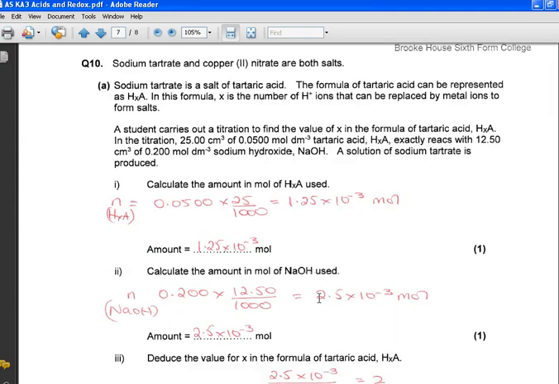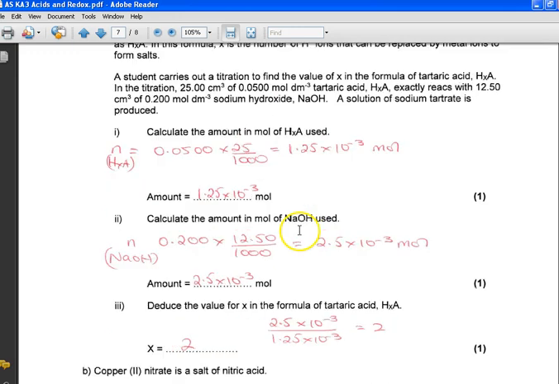Okay, question 10. You're given some information about a salt of tartaric acid, and you're given a general formula HXA. You are given a volume and a concentration of this tartaric acid, and you're told a volume and a concentration of the sodium hydroxide that it reacts with. Yeah. Then it's just going through the calculations. It's laid out for you. It's a pretty guided question.